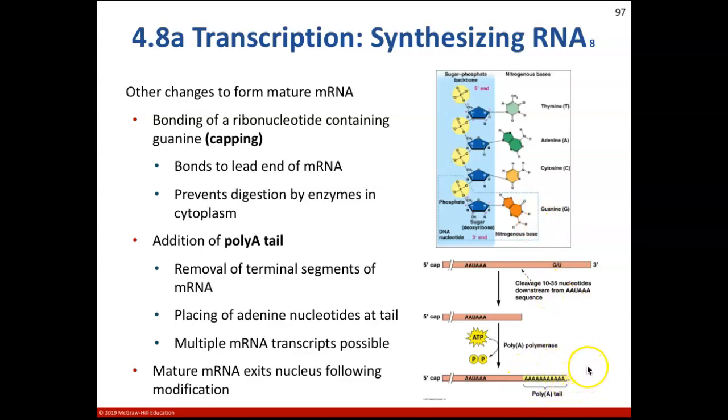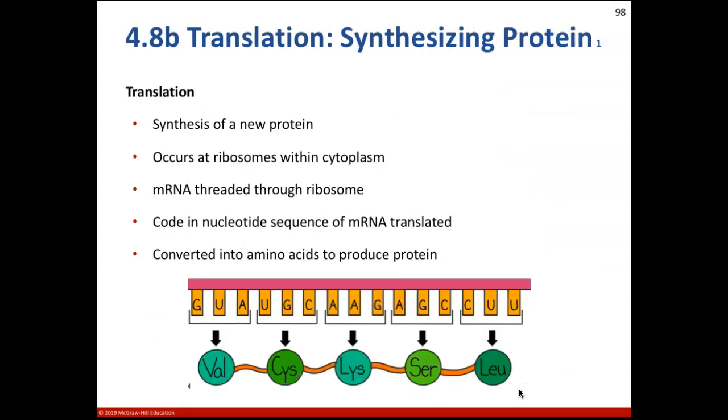We are going to remove the terminal segments of our mRNA strand and replace it with the adenine nucleotides at the tail end. And you can see multiple mRNA transcripts are possible. And at this point, our mature mRNA is going to exit the nucleus following these modifications. And we are going to start the process of translation in order to synthesize our protein.